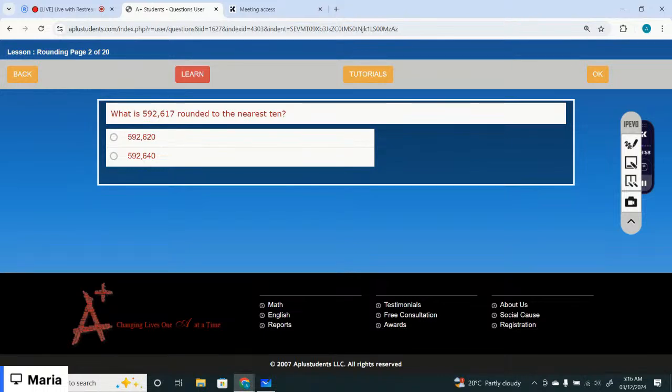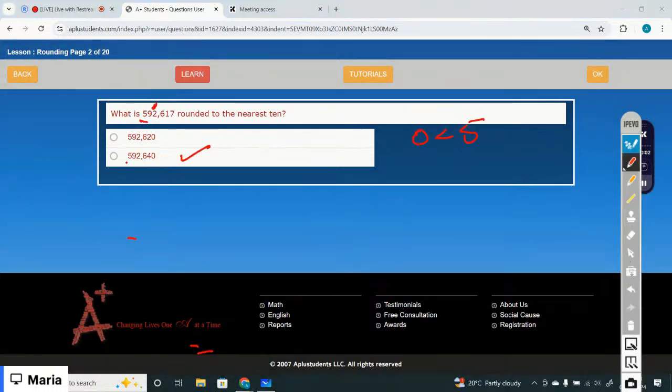That is option number. You need to round to the nearest 10. So look at the digit at the tens position, that is 1, right? 1 is at the tens position. So on the right hand side, you have 7. 7 is greater than 5, right? So you need to round up, means add 1 to the tens digit, 1 plus 1 is 2, and replace the other digit with 0. So option number 1 is the correct option.